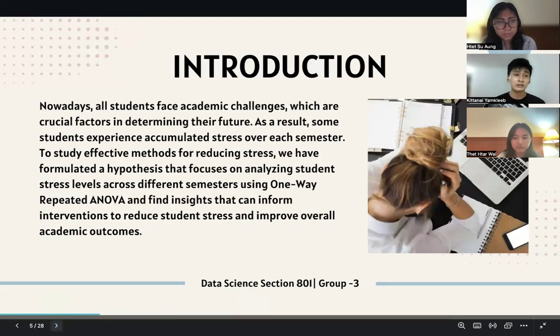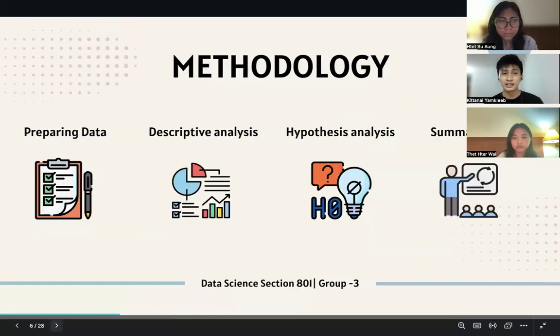The introduction. Nowadays, all students face academic challenges, which are crucial factors in determining their future. As a result, some students accumulate stress over each semester. To study effective methods for reducing stress, we have formulated a hypothesis that focuses on analyzing student stress level across different semesters using one-way repeated ANOVA and finding insights that can inform interventions to reduce stress for the students and improve overall academic outcomes.